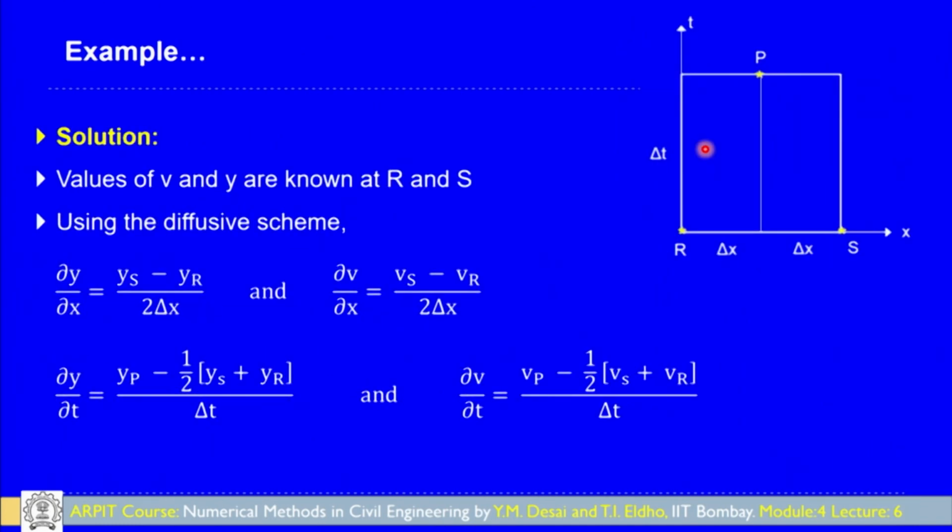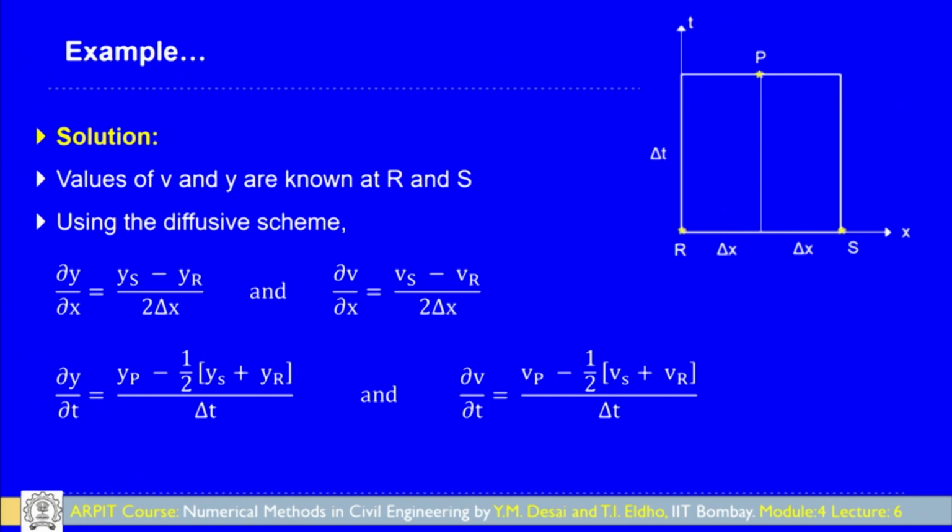Now, here we have already seen the diffusive scheme. By using the diffusive scheme, the values of V and Y are known at R and S. So, this is our discretization. This is the previous time step, and this is the current time step. So, using the velocities and the depth of flow at R and S, we would like to find the velocity at this location. Our discretization is delta x in the x direction and delta t in the t direction.